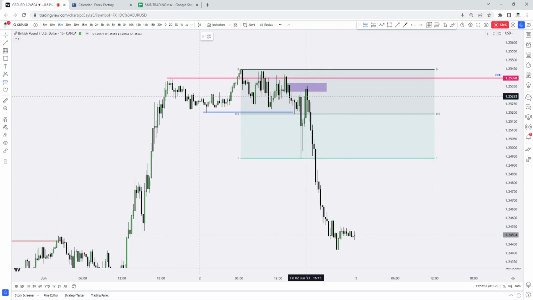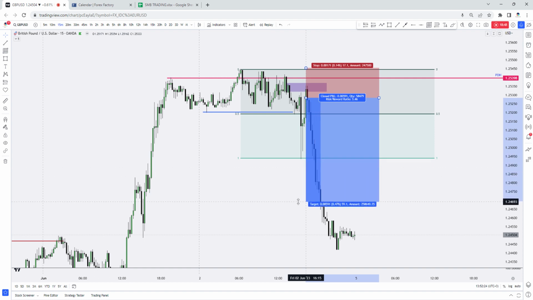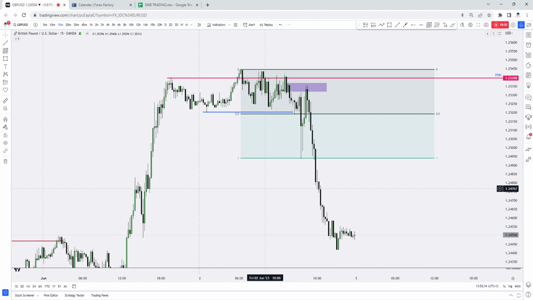and my entry was here. A small drawdown of about 2 to 3 pips. My stop loss there, and 1:3 right here. As easy as that. So you can see all 4 trades were based off a grab of liquidity and market structure, because I focus on market structure and market liquidity.